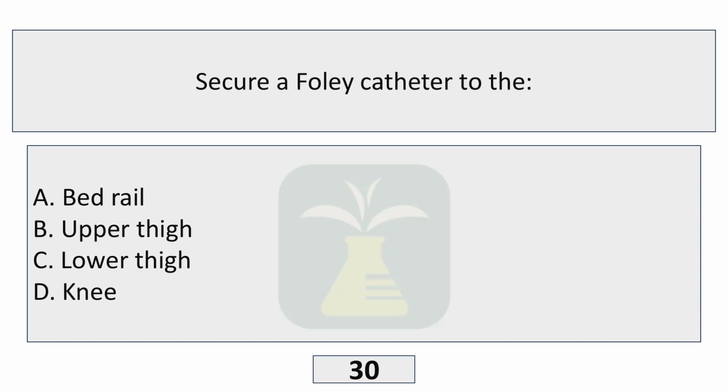Secure a Foley catheter to the: A. Bed rail. B. Upper thigh. C. Lower thigh. D. Knee. Correct answer, B. Upper thigh. Prevents catheter dislodgement and urethral trauma.